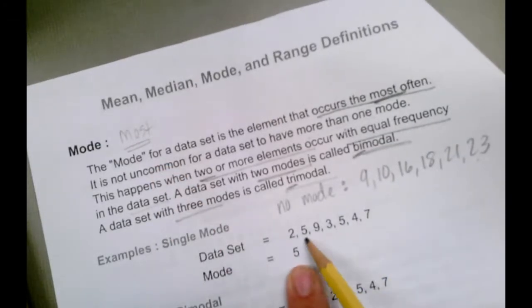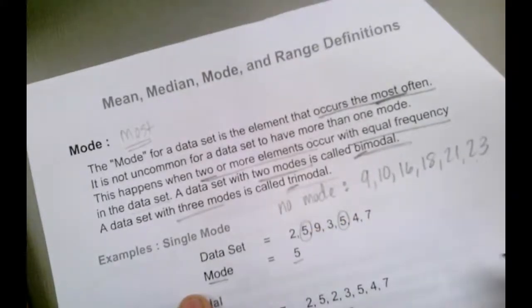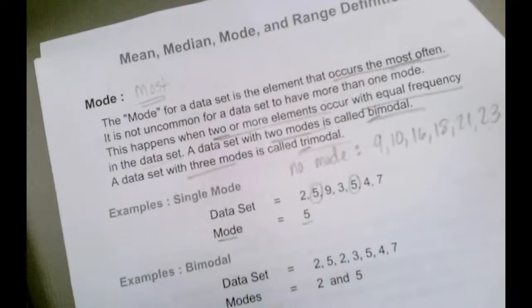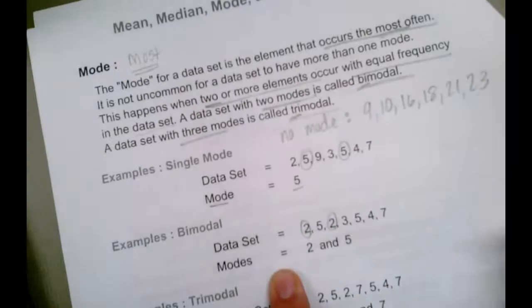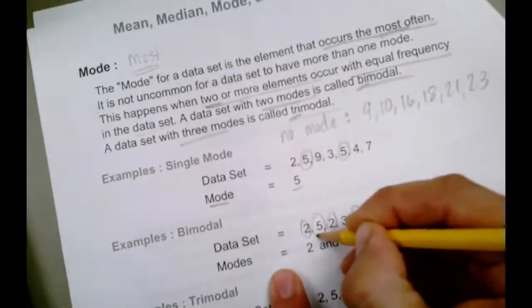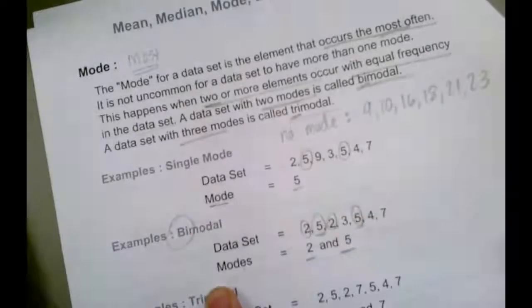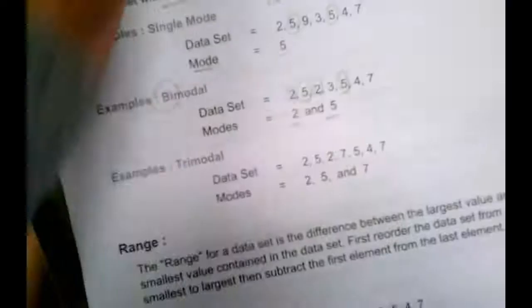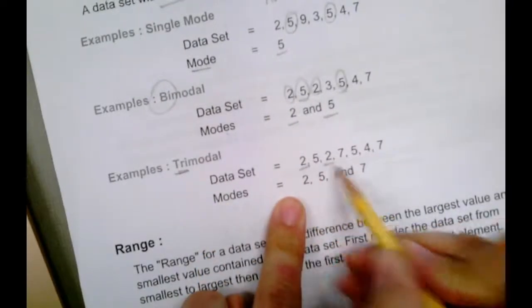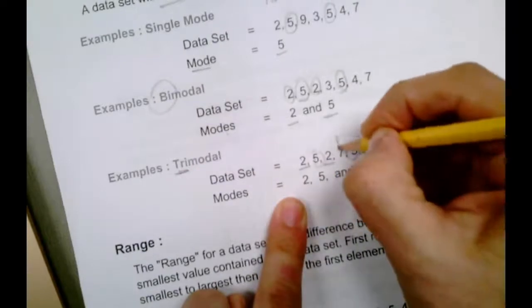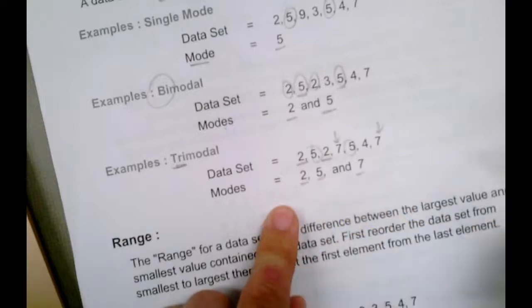So if I look at this data set, my mode is 5 because there are 2 5s and nothing else shows up twice or more than twice. Okay. In this data set, I have 2 2s and 2 5s. So 2 and 5 are my modes, so it's bimodal. And in this one, it's trimodal because there are 2 2s, 2 5s, and 2 7s. So my modes are 2, 5, and 7.